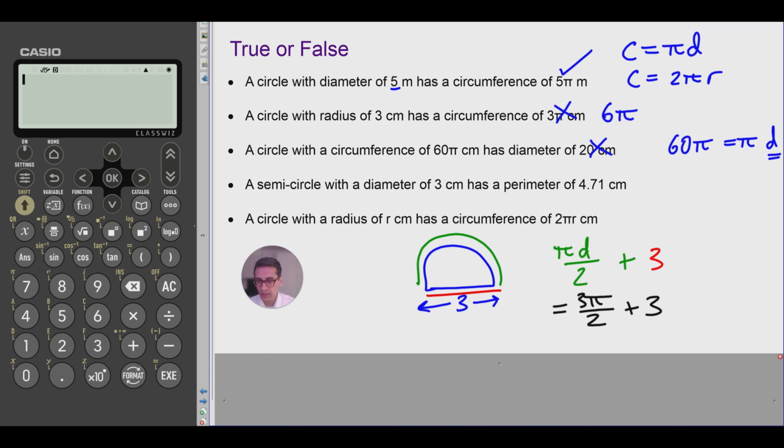We're going to have to put this in a calculator, so press the fraction button first, so 3 shift pi over 2 plus 3. We should get 4.71-ish, and we don't. We get 7.71, so this is false. And that's been rounded as well.